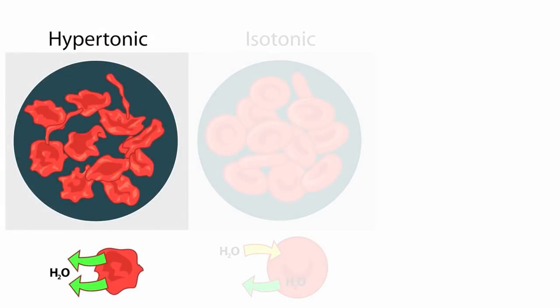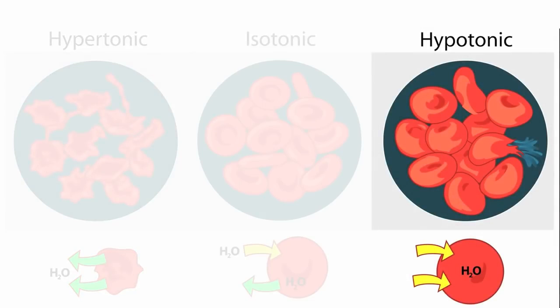However, if we bathe the red blood cells in a hypertonic solution, one where the osmolarity of the solution is higher than that inside red blood cells, osmosis causes the water to move from the area of lower concentration to higher concentration, that is, from the inside of the cell to the outside. As a result, the cells become deflated and shriveled up.